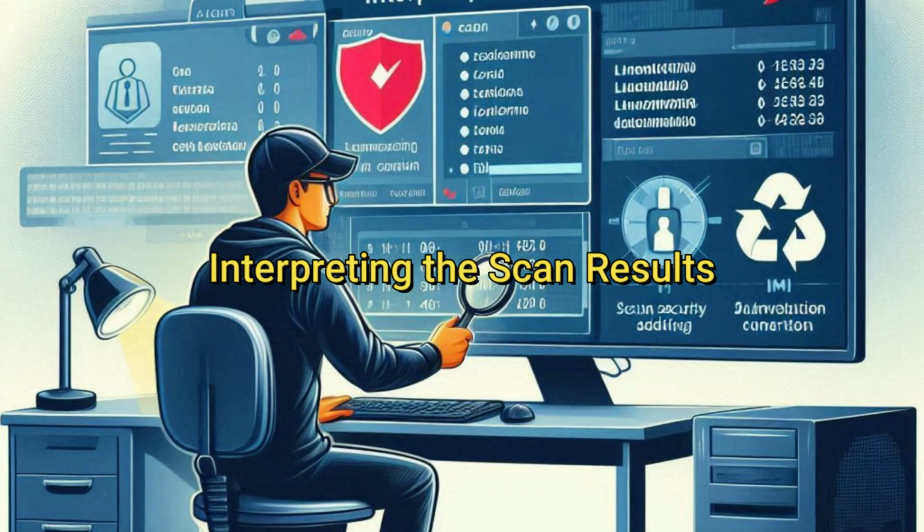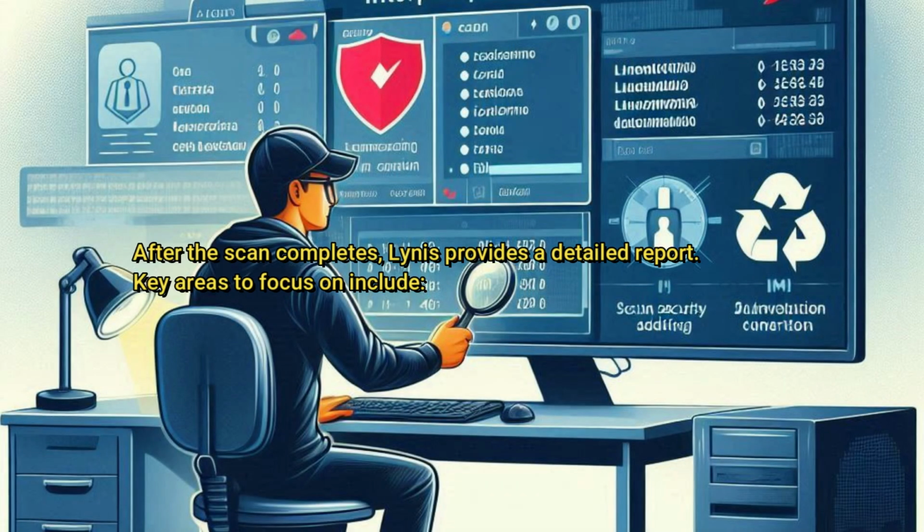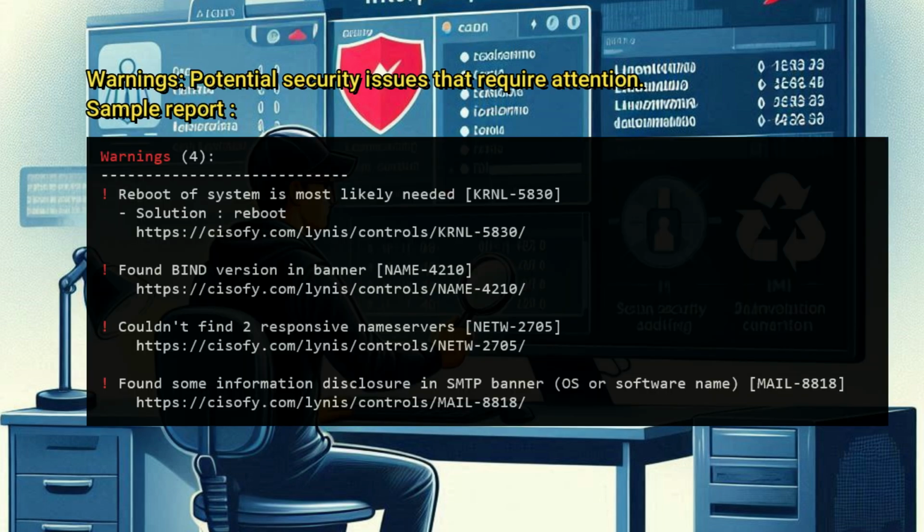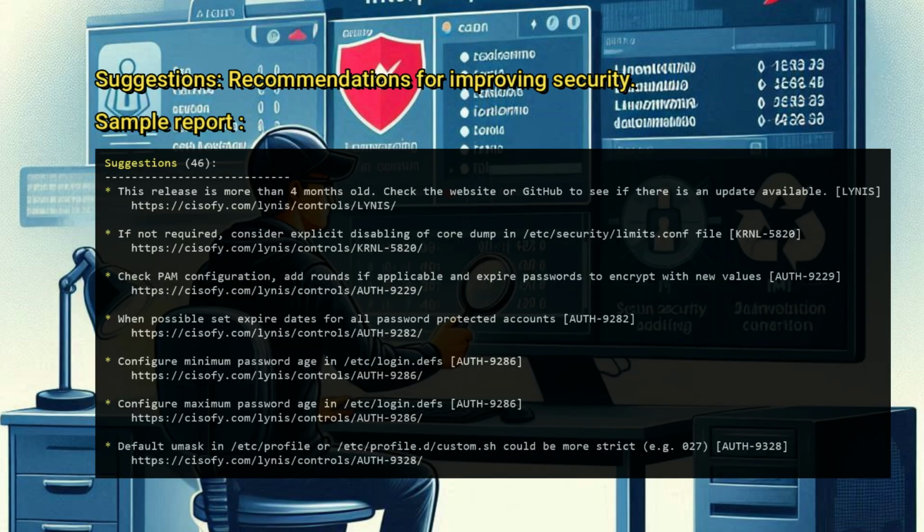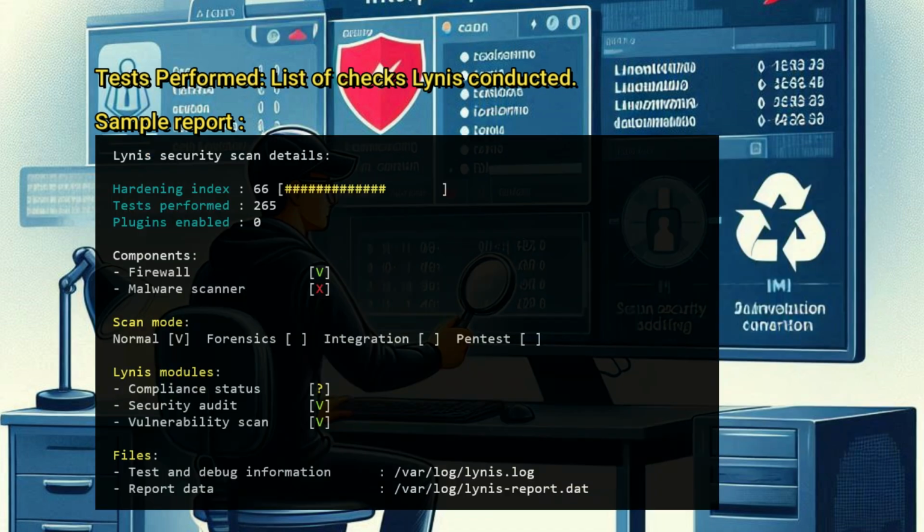Interpreting the scan results. After the scan completes, Lynis provides a detailed report. Key areas to focus on include warnings, potential security issues that require attention, suggestions, recommendations for improving security, tests performed, list of checks Lynis conducted.